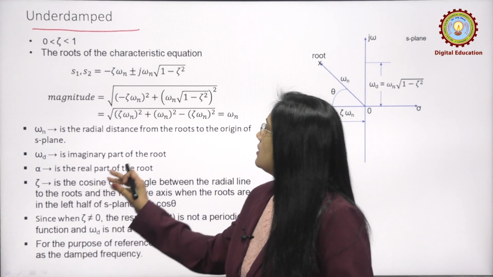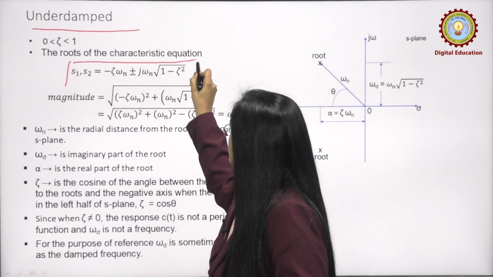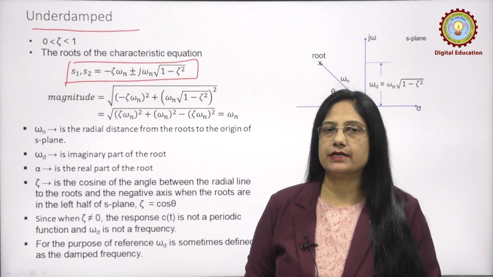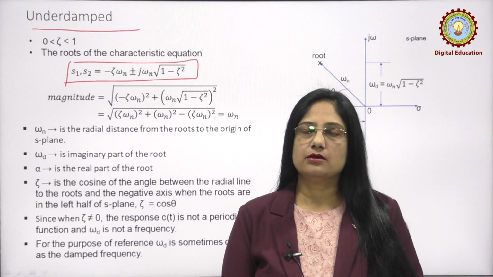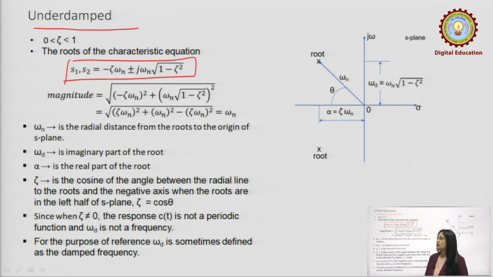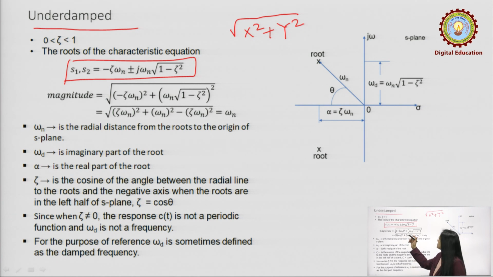So, here, as rewritten, the two roots of the equation are S1 and S2, minus zeta omega n plus or minus root of 1 minus zeta square multiplied by omega n. Now, we are interested to know what would be the magnitude of these roots. We have a real term as well as the imaginary term. So, how do we find the magnitude? It is simple: the real square plus the imaginary square under the root. So, that is what we have done here.